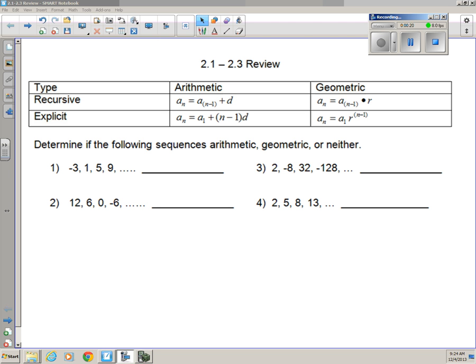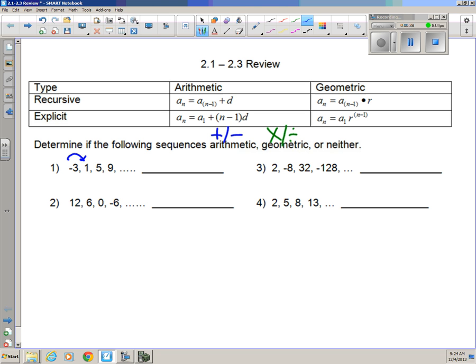Understand that arithmetic has to be dealing with adding or subtracting a common difference, and geometric is going to be dealing with either multiplying or possibly dividing some sort of common ratio. And neither is neither. So the idea is to look from one term to the next. Can you find a pattern?